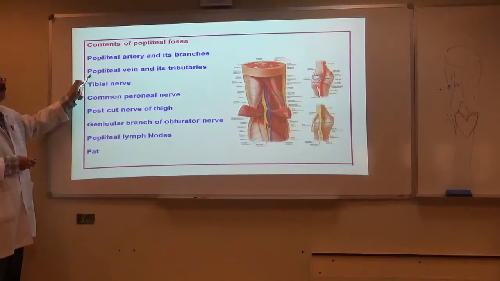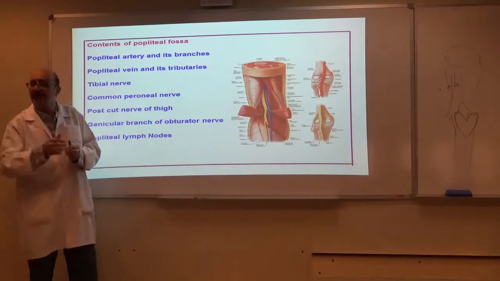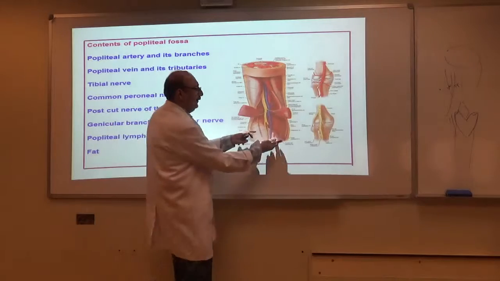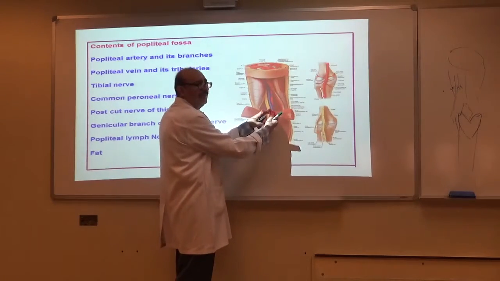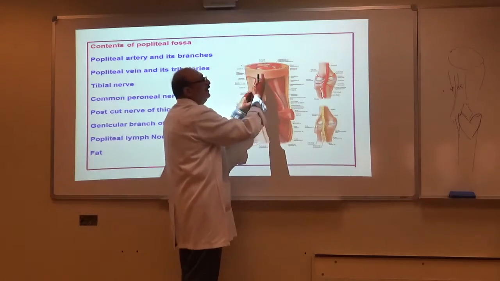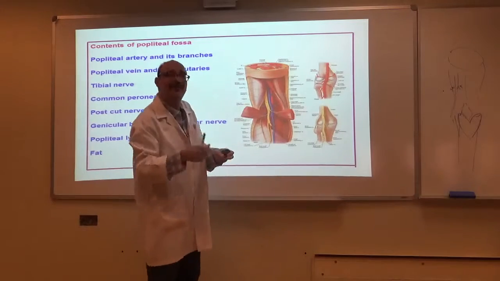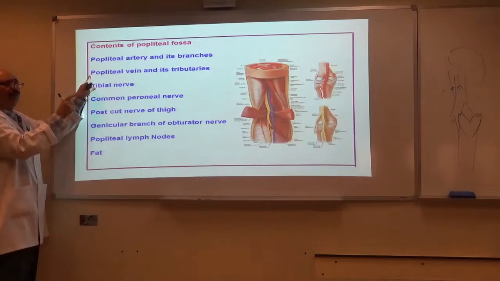Popliteal vein. How is the popliteal vein formed? You know now. It will continue as femoral. Here, anterior tibial and posterior tibial veins will join and make the popliteal. The popliteal vein will follow the popliteal artery until it reaches the hiatus and will continue as the femoral vein. Clear? Yes. So, popliteal vein and its tributaries.